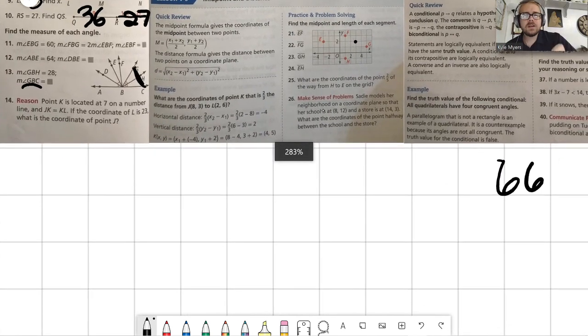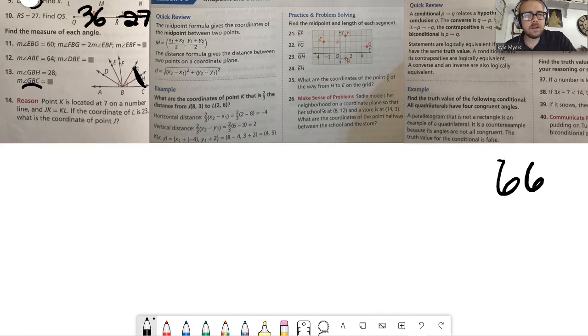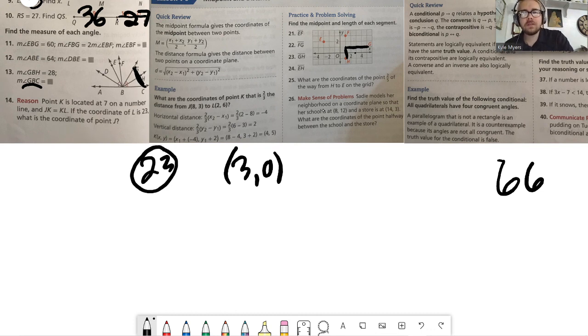All right. So for GH, I'll go ahead and erase that too. GH is right here. So it looks like I need to go 4 spaces again. 1, 2, 3, 4. So half that much would be 2. And then I need to go down 2 spaces. So there's the midpoint right there. It would be 3 comma 0. It's a lot easier when you have a graph. You can just kind of look at it instead of having to use the formula. So 23, 3 comma 0.